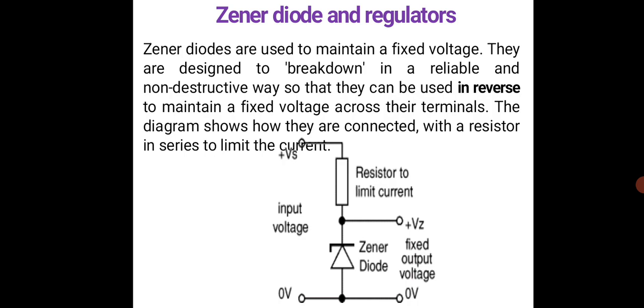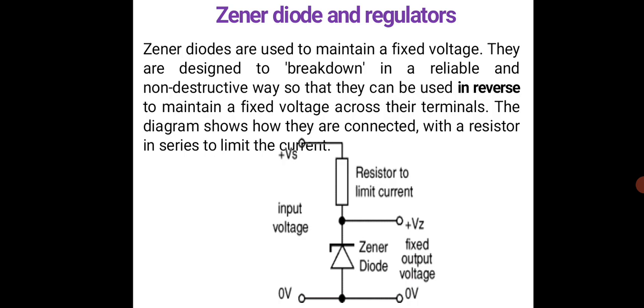So Zener diode, otherwise it is called a regulator, is used to maintain a fixed voltage. They are designed to break down in a reliable and non-destructive way so that they can be used in the reverse direction to maintain a fixed voltage across the terminals. So the diagram here shows how they are connected with the resistor in series to limit the current.